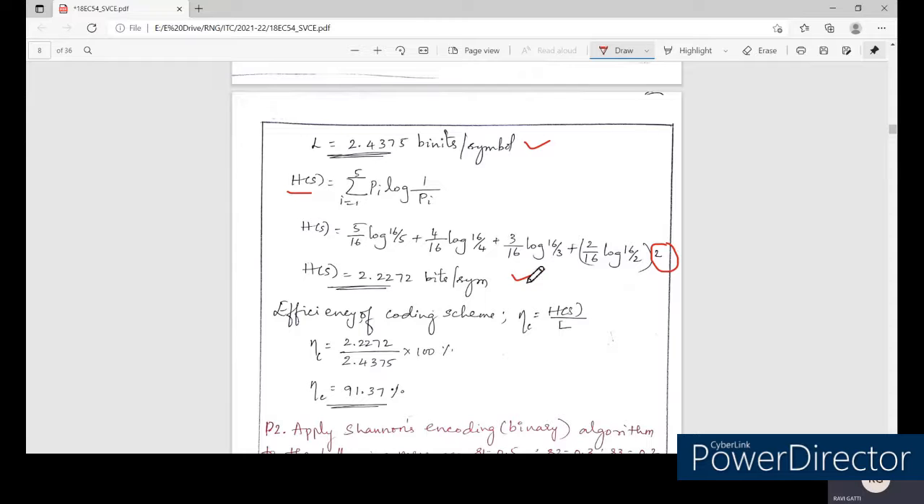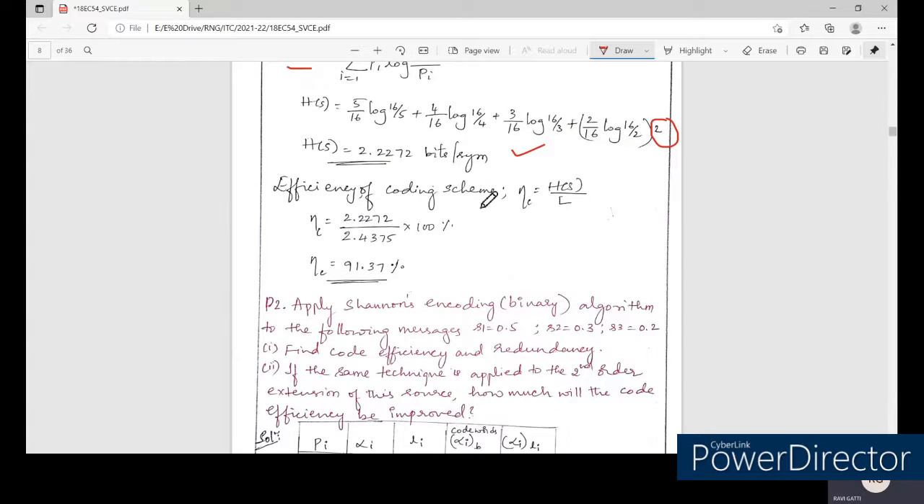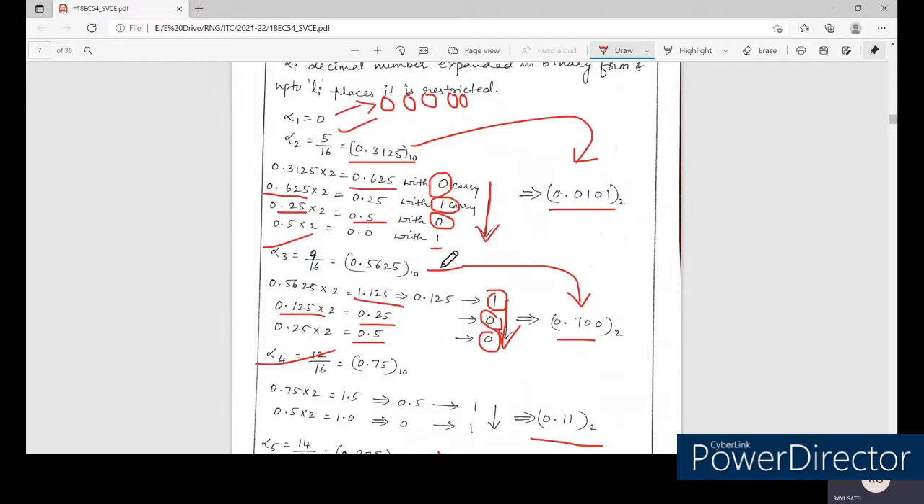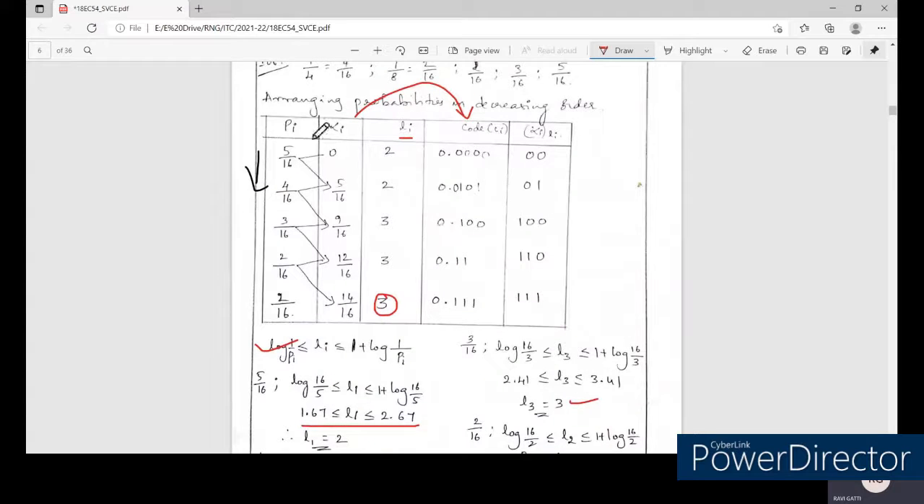So therefore, you can find the efficiency of the code words in this manner. How can you find it? H of S divided by L. So if you do that, 2.2275 divided by 2.4375. I told you efficiency we always calculate in terms of percentage. So if we do that, you will be getting efficiency equal to 91.75.